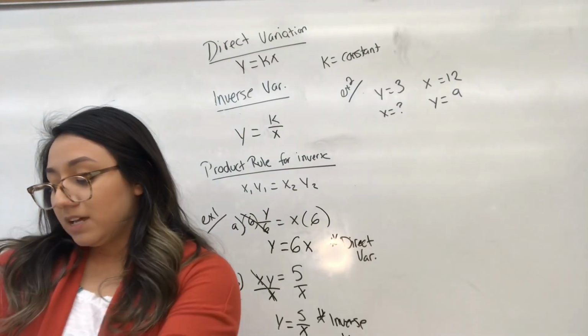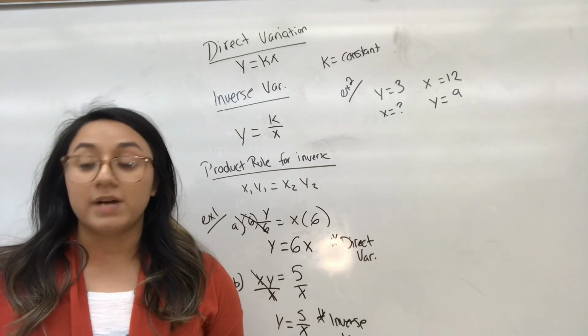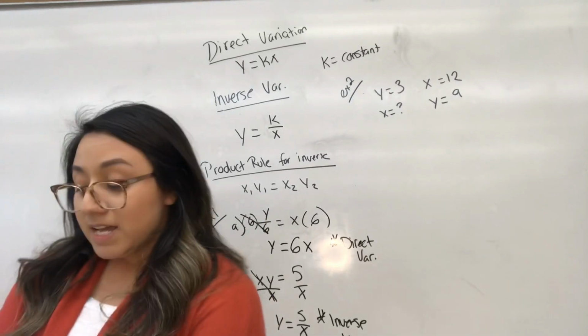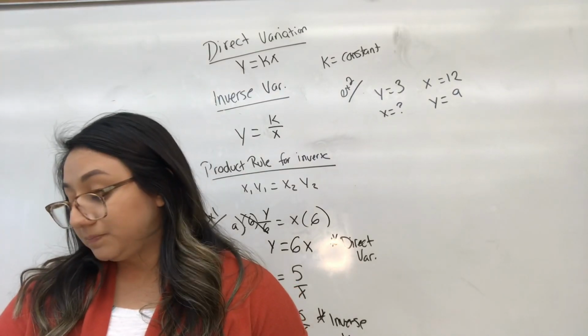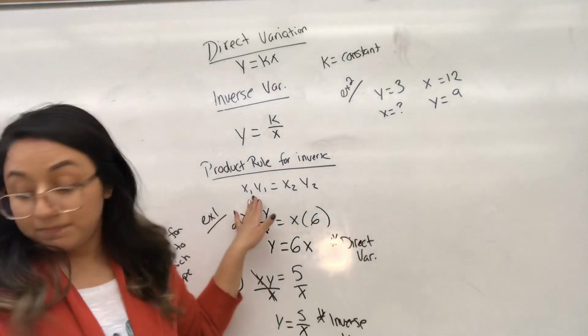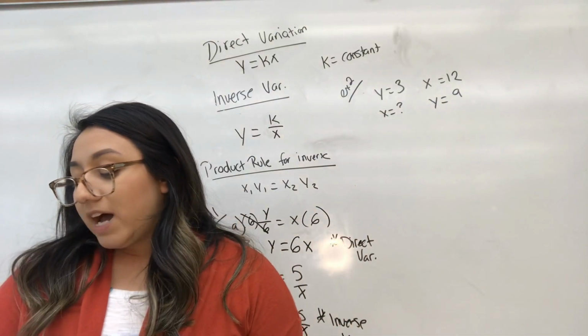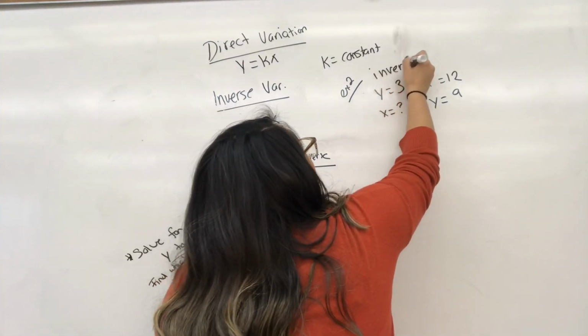Example 2 is using the product rule. That means you have 2 values for x, 2 values for y. If you read example 2, it says if x1, y1 and x2, y2 are solutions of an inverse variation, then you have this equation here. But example 2 says if y varies inversely, that's the key word, inversely.